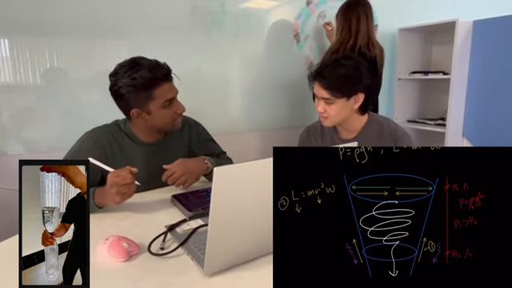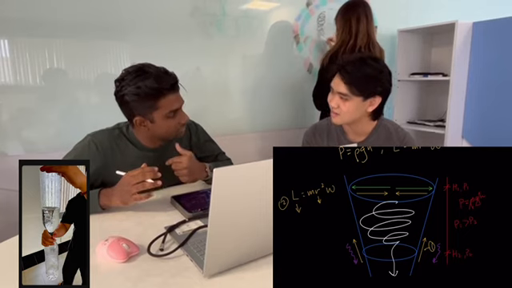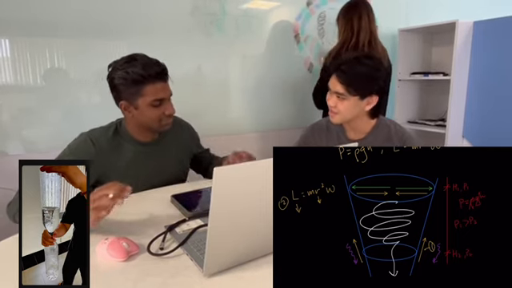Do you understand how the vortex is formed? Quite interesting. Okay, I think that's all. Let's settle.